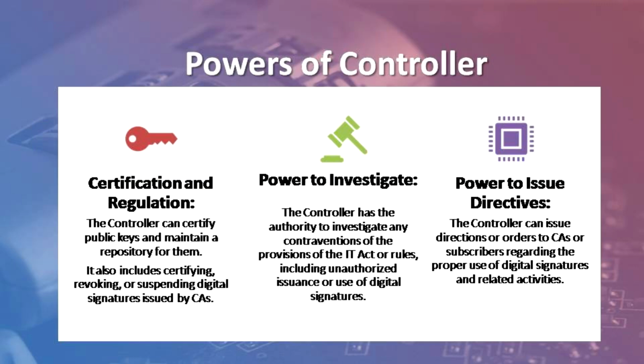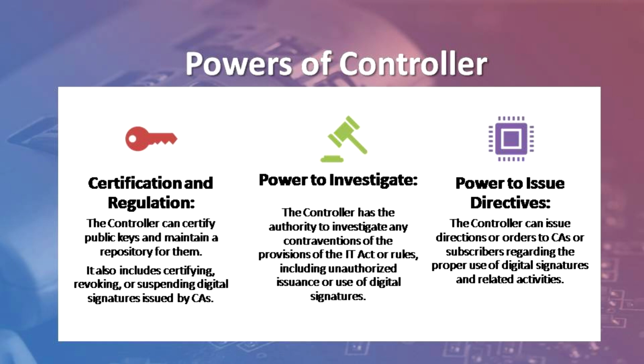Now, there are more powers that the controller has: certification, regulation, powers to investigate, and even the powers to issue directives. Also, ensuring credibility, maintenance of the repository, enforcing powers, and dispute resolution. Let me detail these powers of the controller in one line each. The controller can certify public keys and maintain a repository for them. It also includes certifying, revoking, or suspending digital signatures issued by the CAs. The controller has the authority to investigate any contravention of the provisions of the IT Act or rules, including unauthorized issuance or use of digital signatures, and also to issue directions or orders to CAs or subscribers regarding the proper use of digital signatures and related activities.